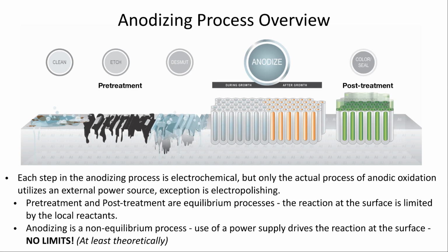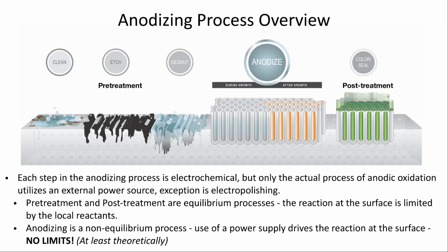Pre-treatment and post-treatment, therefore, because they don't use an external power source, are equilibrium processes. This means that the reaction at the surface is limited by the local reactants. When those reactants are used up, the reaction stops. Therefore, as engineers, we can time those processes to reflect the effects we intend. And typically with pretreatment, it's to maximize the amount of available free aluminum for anodizing. And for post-treatment, it's to enrich color or fortify the seal.